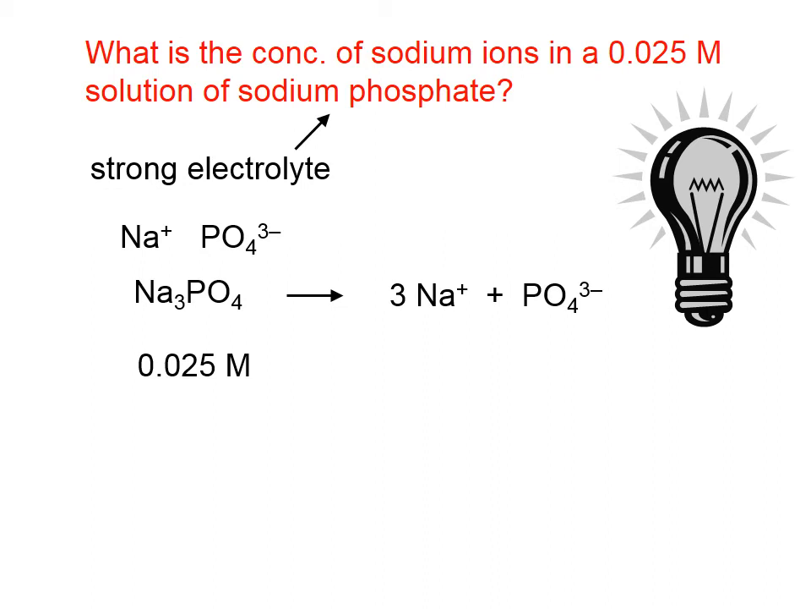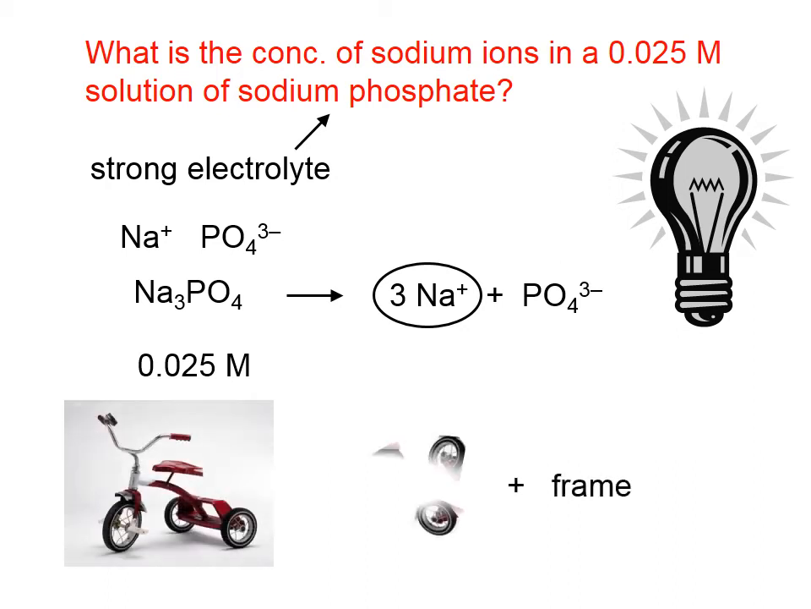Now, we're told in the problem that we have a 0.025 molar solution of sodium phosphate. But the question is sodium ion. So if we were to make a little analogy here, it might go something like this. If Na3PO4 is represented by a tricycle, where the Nas are the wheels and the PO4 3 minus is the rest of the frame, then when that goes into solution, we're going to get 3 wheels, and you can see them here at the bottom of the screen, plus the frame.